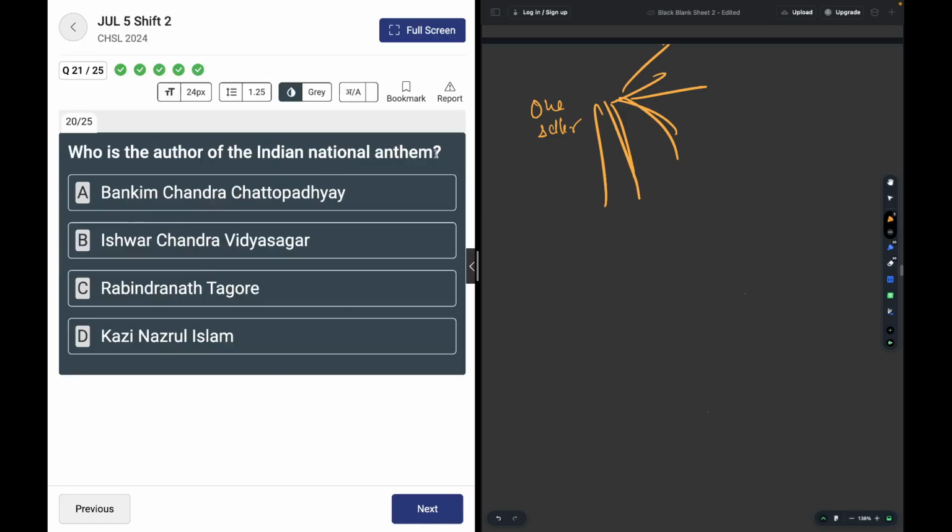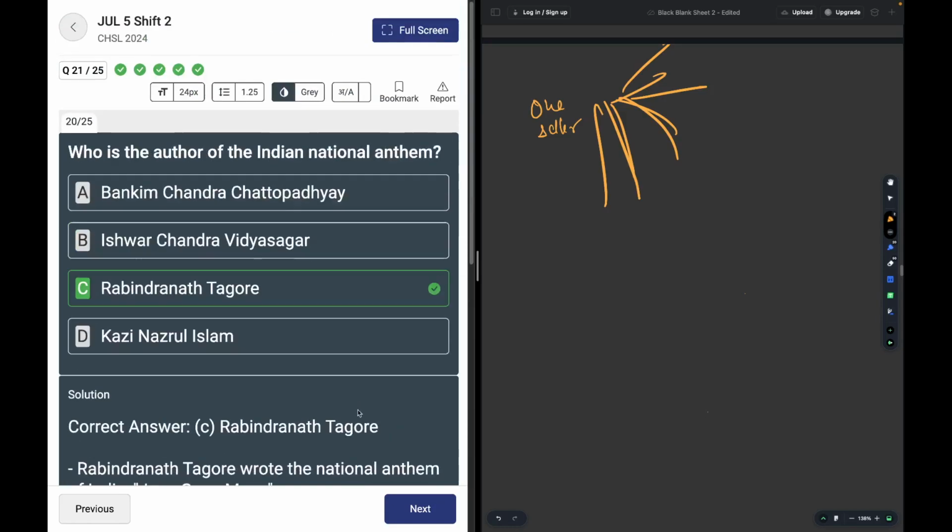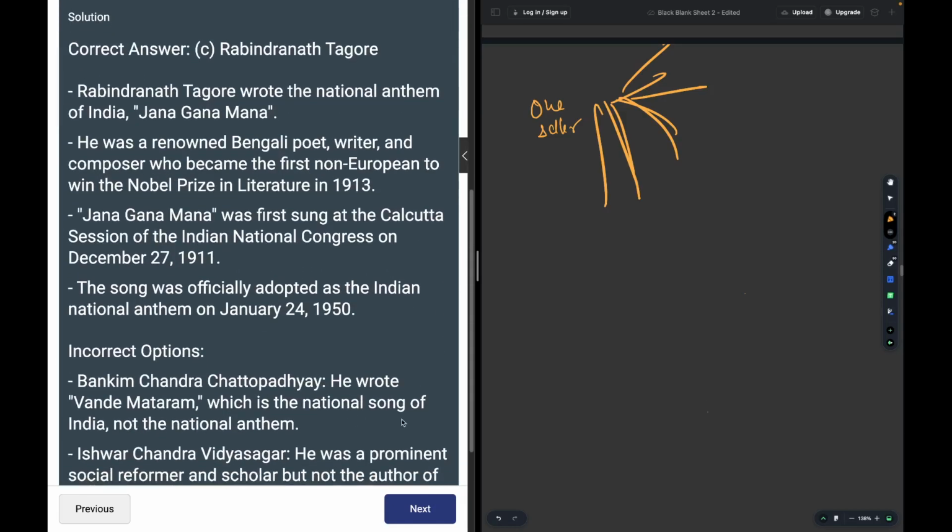Who is the author of Indian National Anthem? Okay, Rabindranath Tagore is the author of the Indian National Anthem. He became a Nobel laureate as well in the year 1913, the first non-European to become a Nobel laureate.